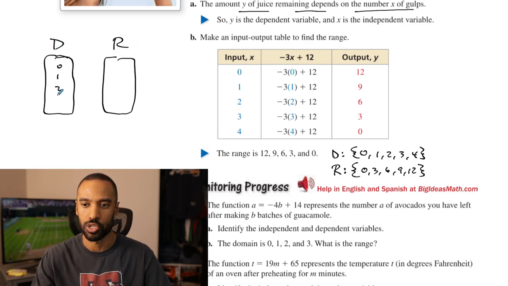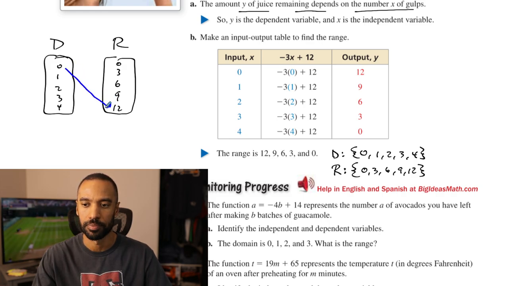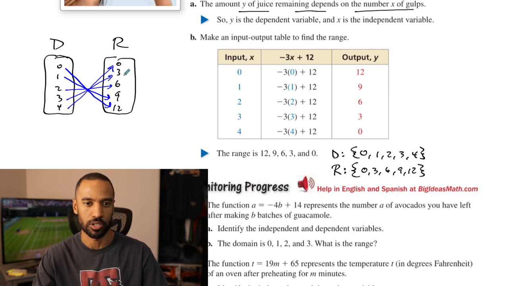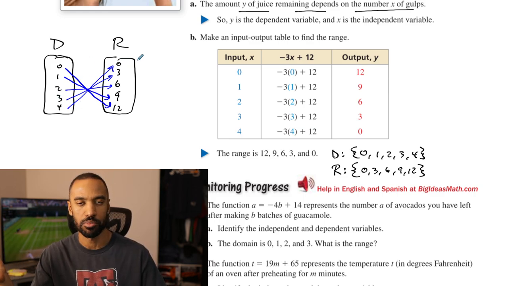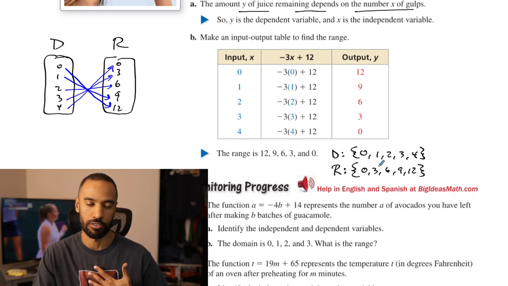So 0, 1, 2, 3, 4, and then 0, 3, 6, 9, 12. Which element in the domain, 0 gulps, mapped with which element in the range, number of fluid ounces left? 0 went with 12. And then 1 went with 9, and 2 went with 6, 3 went with 3, and 4 went with 0. So our mapping diagram would actually look like this. Remember, that's what mapping diagrams are for. Point elements in the domain to elements in the range. They'll be written in increasing order for me otherwise.